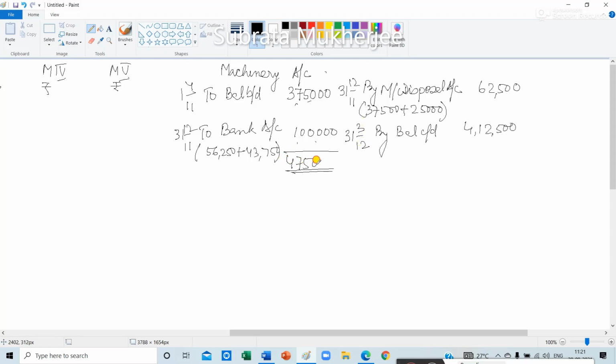So 4,75,000. The working of this problem is very important, and you will get all the figures that I am writing in the ledger in the workings. I will show you.